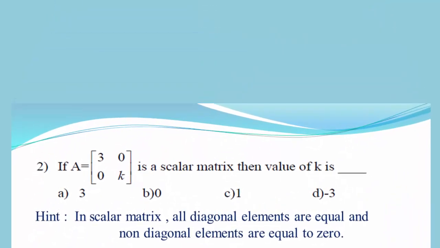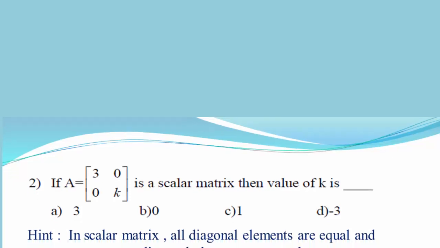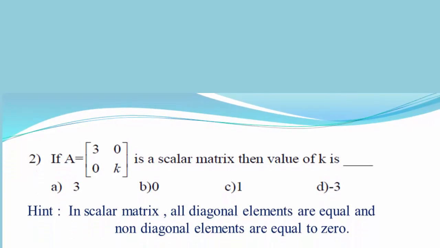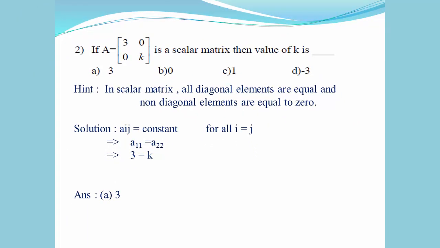Our second question is, if A is a matrix having elements 3, 0, 0, k and it is a scalar matrix, then the value of k is. Students, in a scalar matrix, all the diagonal elements are equal and non-diagonal elements are equal to 0. Therefore, in the matrix Aij of order 2 by 2, all Aij's are equal to a constant for i equals j. That implies A11 should be equal to A22. Therefore, the value of k should be equal to 3.